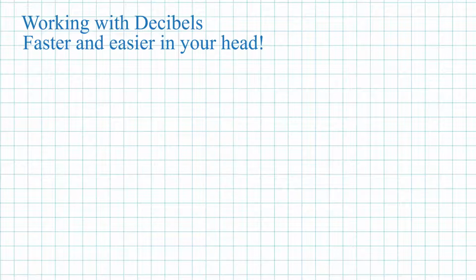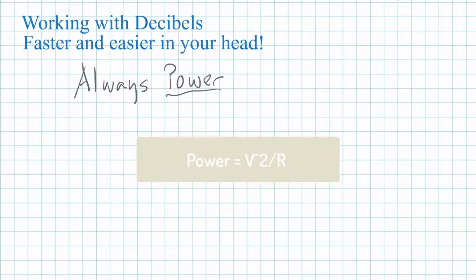Now, the thing to remember with decibels is that by definition, they're always representing a power ratio. So if you're given a voltage ratio, then to convert to dB, you have to square that ratio because power is proportional to voltage squared. So there's just no such thing as a dB ratio that's not referring to power.